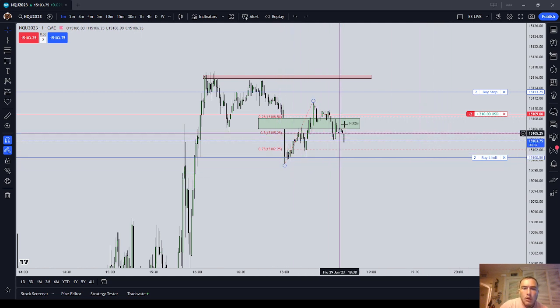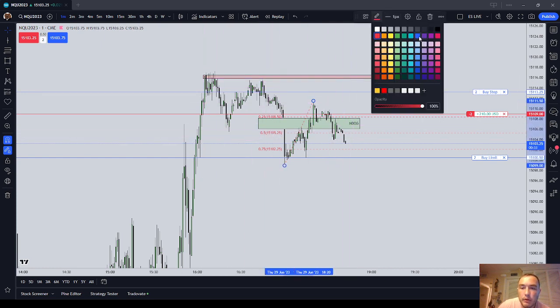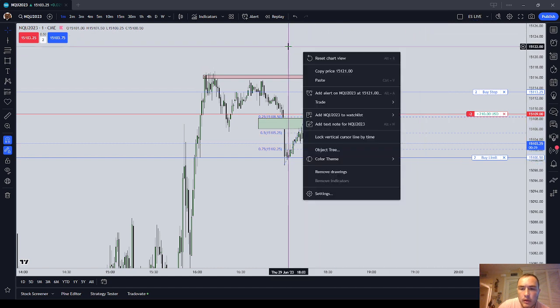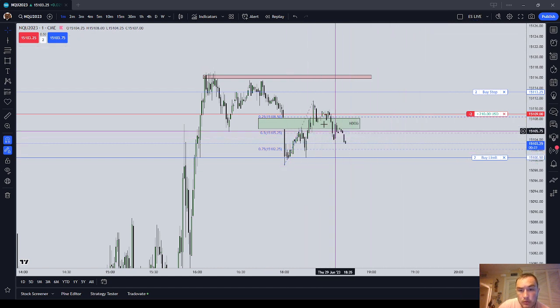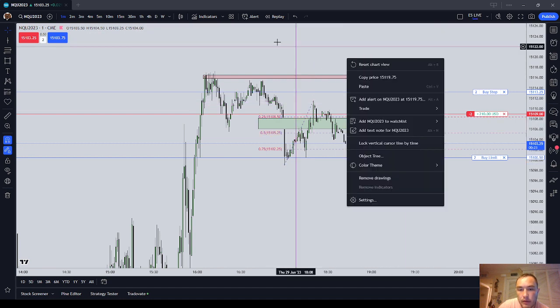So, talk about premium discount. Let's make this blue. Maybe that'd be easier to see. No, blue is harder to see. Let's do purple. Okay, purple. We'll try purple. Maybe red is easier to see. I don't know. We'll do red. Okay.